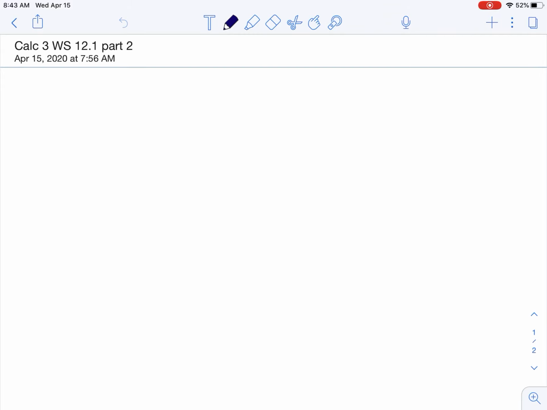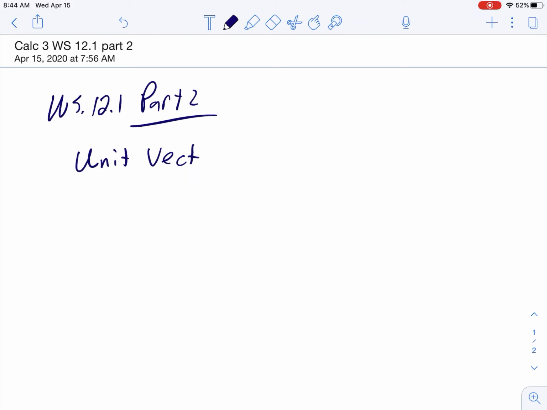All right. Okay, coming back for part 2 here. The worksheet 12.1, part 2. So this deals with unit vectors. Now, don't worry too much about this. It's actually stuff you've actually been doing.